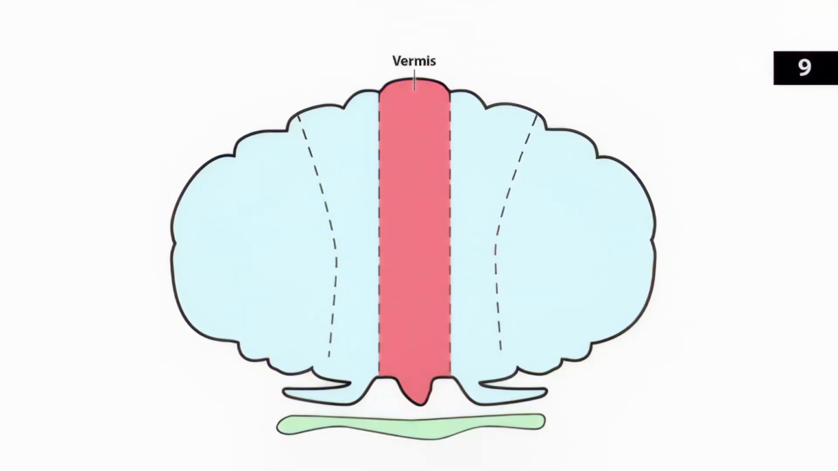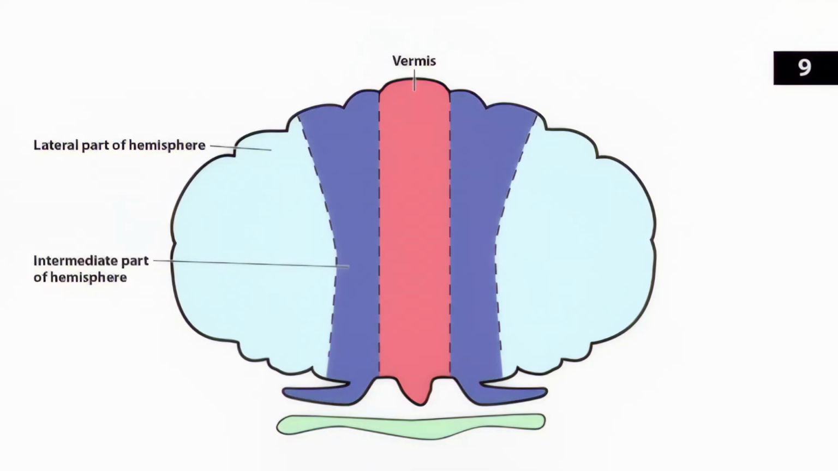Now, the functional division of the cerebellum is a little bit different. Functionally, each hemisphere is divided into a lateral part and an intermediate part, which is kind of sandwiched between the lateral hemisphere and the vermis on each side.